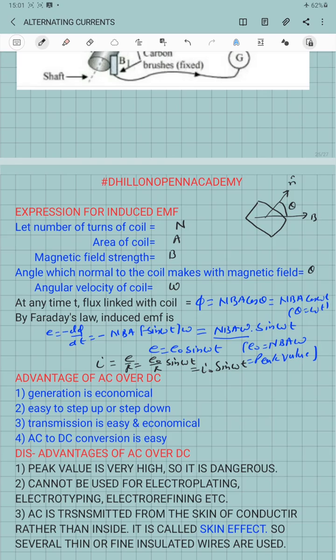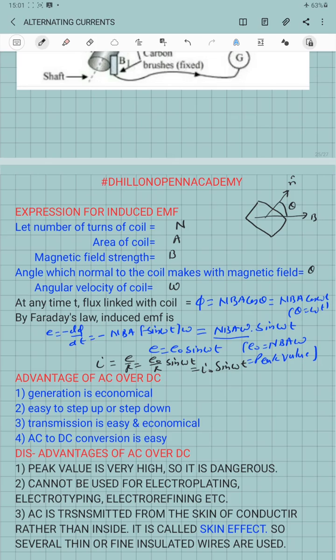DC voltage cannot be transmitted using the transformer because transformers work on the principle of electromagnetic induction, that is, a changing magnetic field. DC current is a constant current which doesn't produce any changing magnetic field, so electromagnetic induction is not possible with DC. So after every few kilometers we would have to install DC generators in order to generate the electricity, which is not economical. AC to DC conversion is also easy with the help of the transformer as well as PN junction diodes, but DC to AC conversion is not that easy, and it is also very costly. So because of this, AC is preferred over DC.